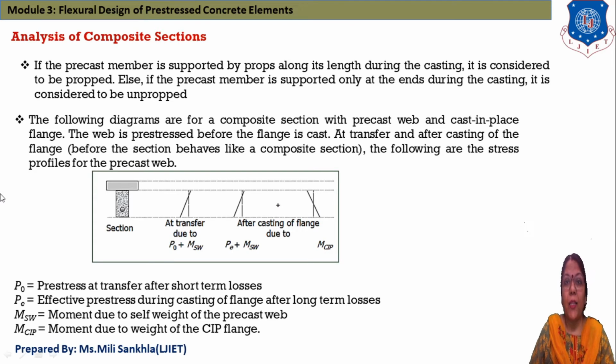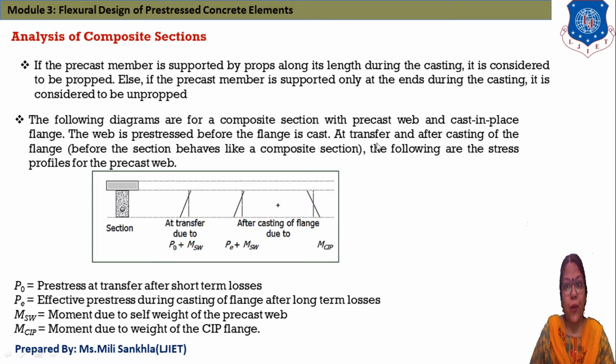Now the following diagram represents a composite section with precast web. This web is precast and the flange is cast in place. Okay, this top flange is cast in concrete. The web is prestressed before the flange is cast. Okay, the construction of the web is prestressed before we cast the flange.